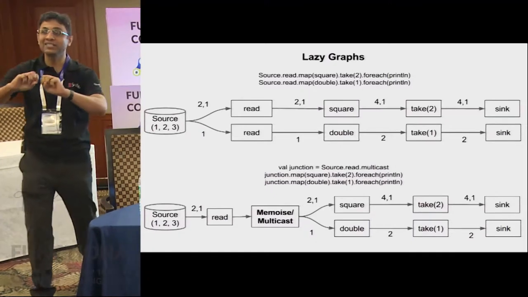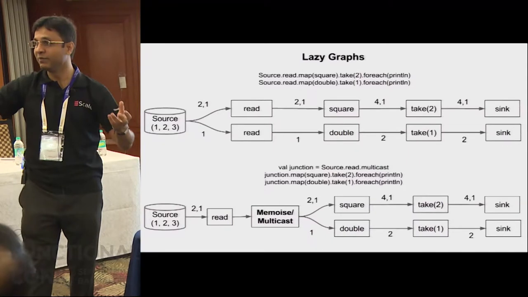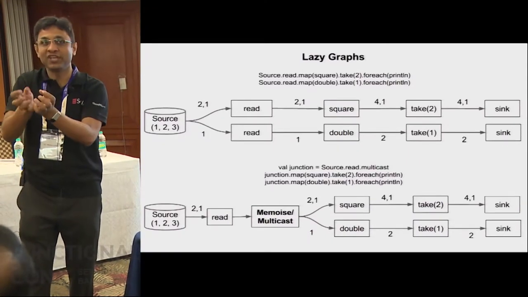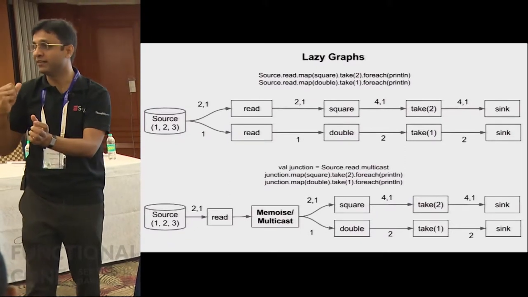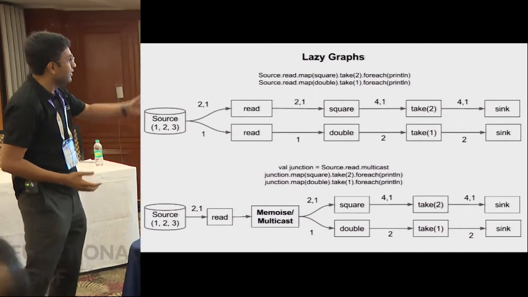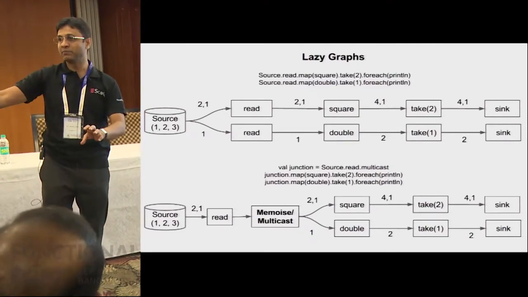And then you want to branch after that. You want to say that, okay, after that, like an in-memory collection, I want to somehow share this data so that my network calls are not repeated, because those are expensive. That's a very valid concern. So you will have some junction, basically. And after the junction, you will do map, square, and all that.